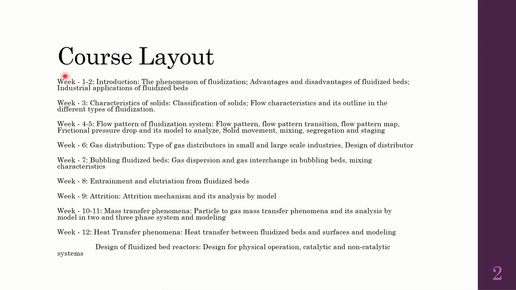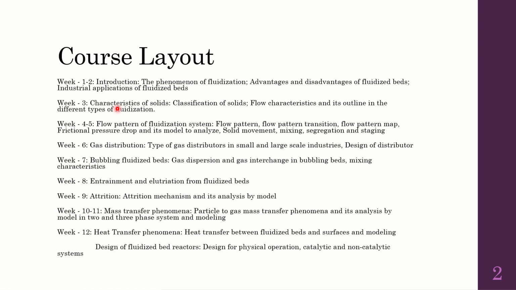This was seen in weeks 1 and 2, while in week 3 we saw the characteristics of solids. Not all solids behave the same inside the fluidized bed. So we have 4 classifications according to Geldart. He classified the solids into 4 classes: Geldart A, B, C and D. A has medium sized, comparatively smaller particles, but they are very much used in fluidization because they do not cause bubbling. FCC catalyst is an example of Geldart A classification.